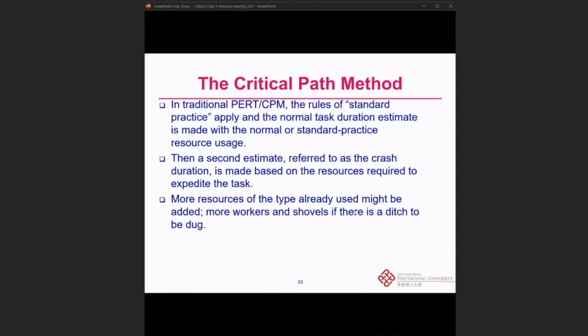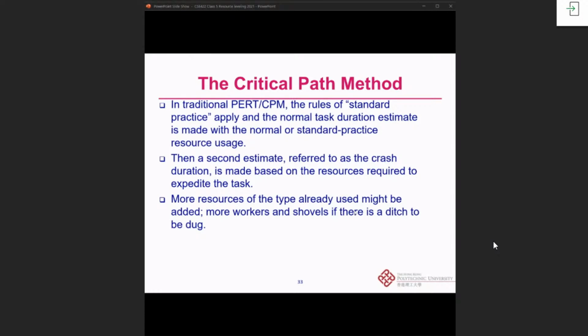And of course, we also need to base this on the critical path method. In the traditional CPM, the standard practice is applied, and the normal task duration estimate is made with normal, standard practice and resource usage. Then the second estimate is referred to as the crash duration. Okay, now we need to make another assumption. Not only about the normal duration, now we will add another piece of information, the so-called crash duration.